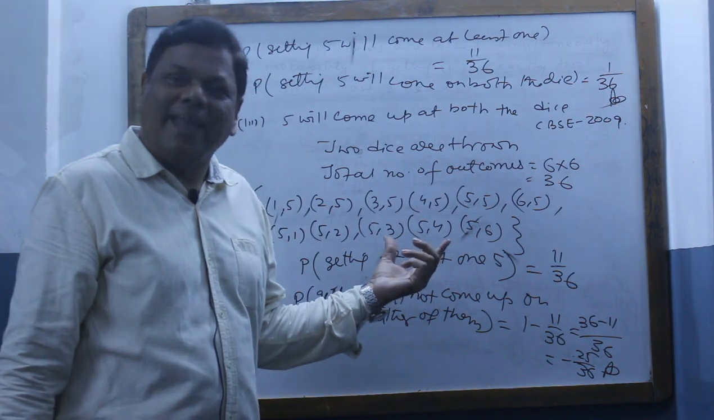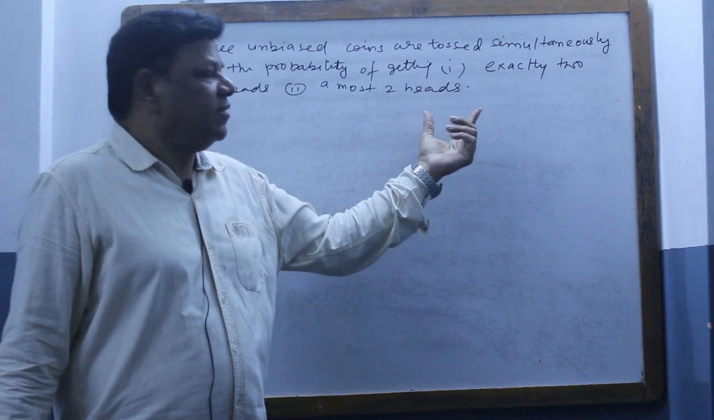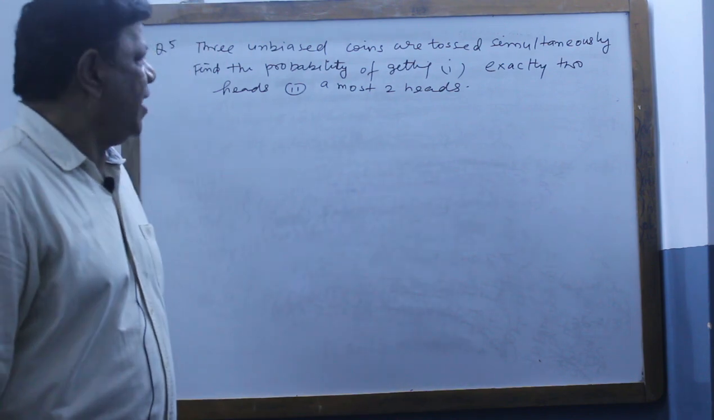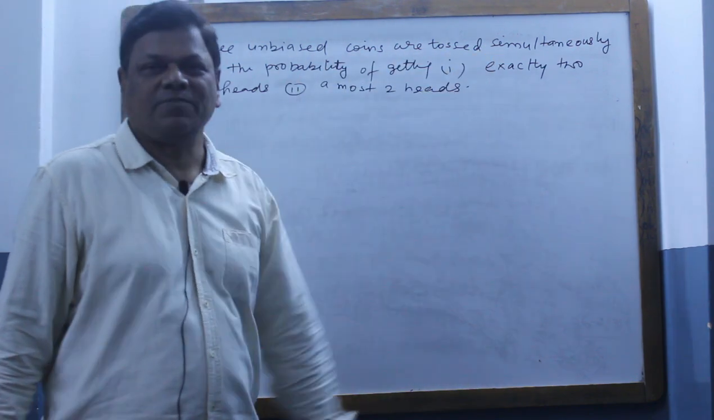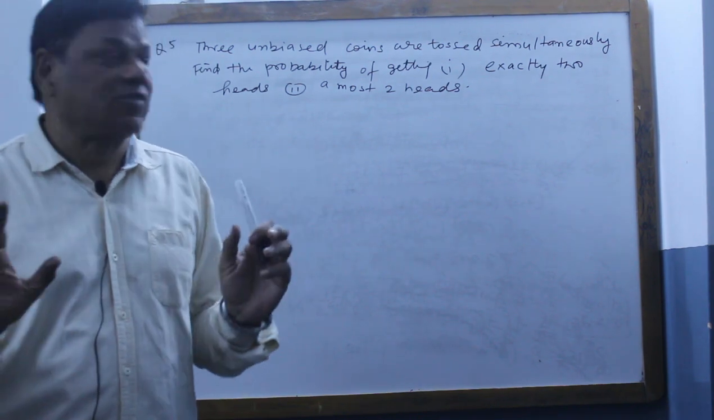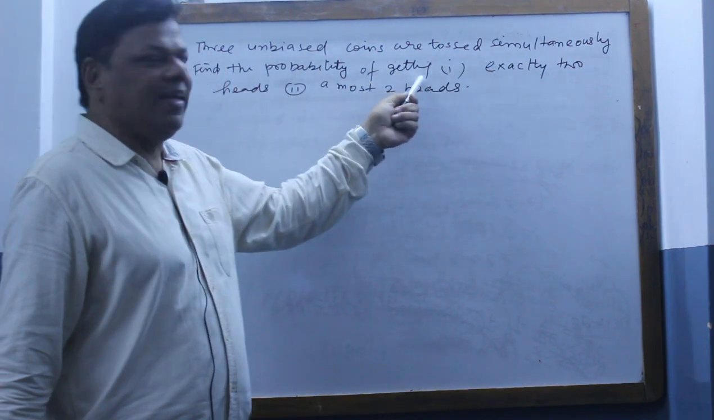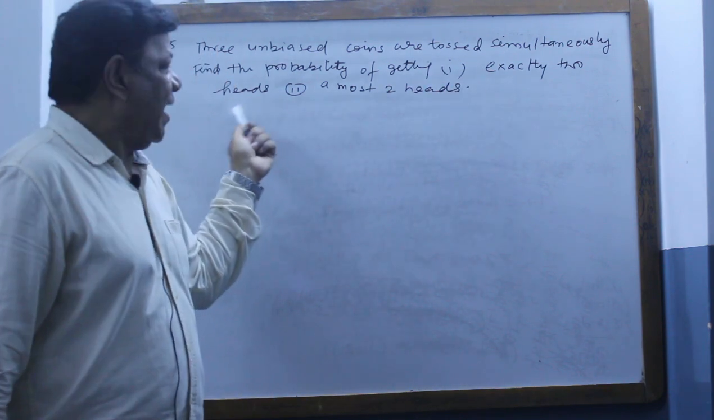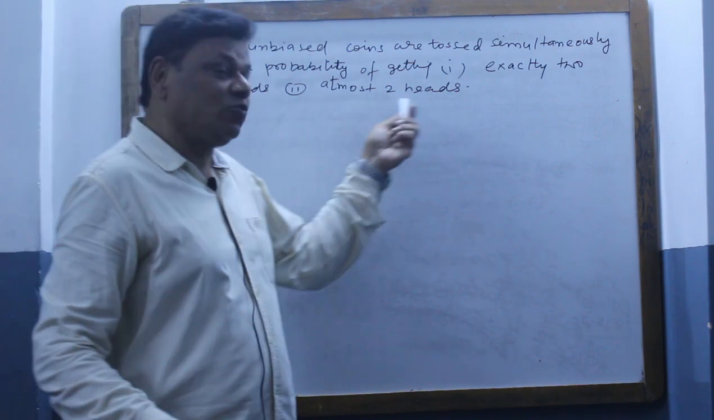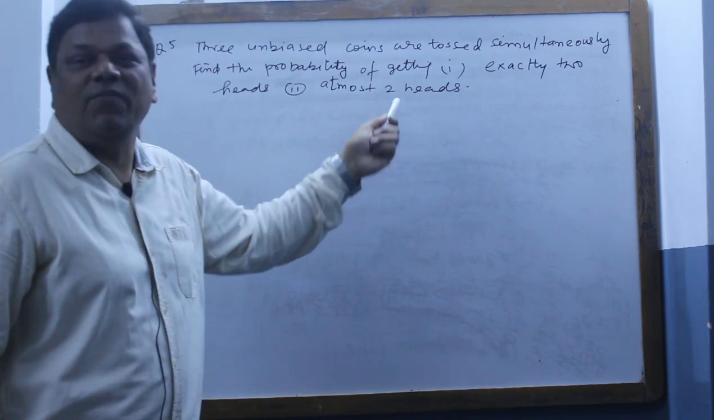Now I have to come to the next sum. Hello children, this is another sum, a different one. It may or may not come in the board exam, but it is different and a little difficult also. 3 unbiased coins are tossed. Generally I explain 2 coins are tossed, but this is completely different. 3 unbiased coins are tossed simultaneously. Find the probability of getting exactly 2 heads, and also at most 2 heads. This particular thing you have to understand very well.